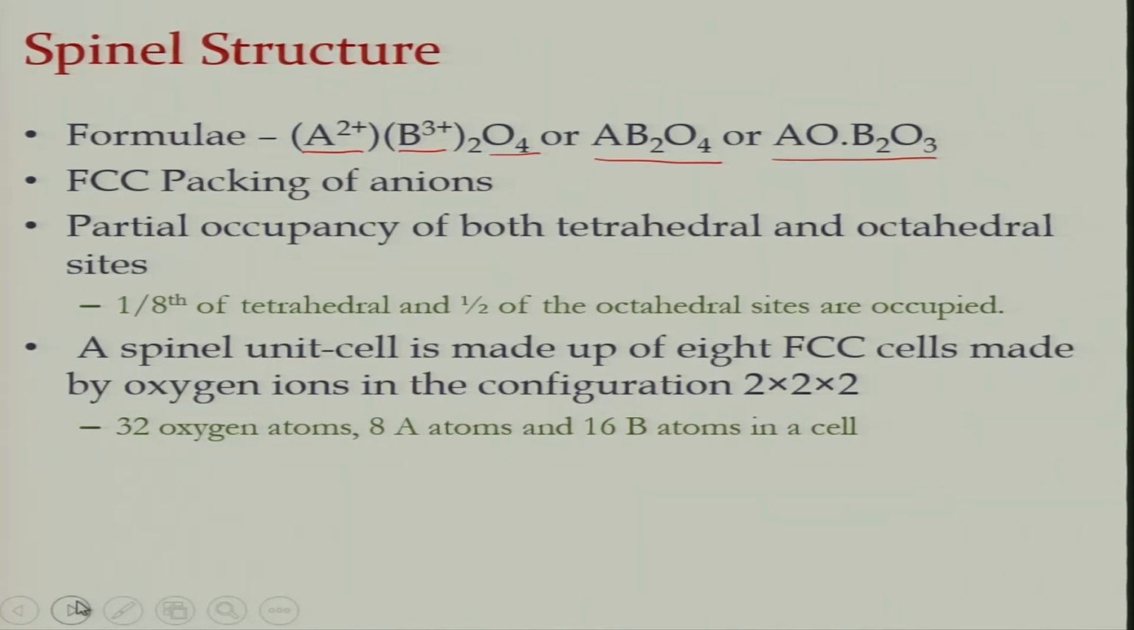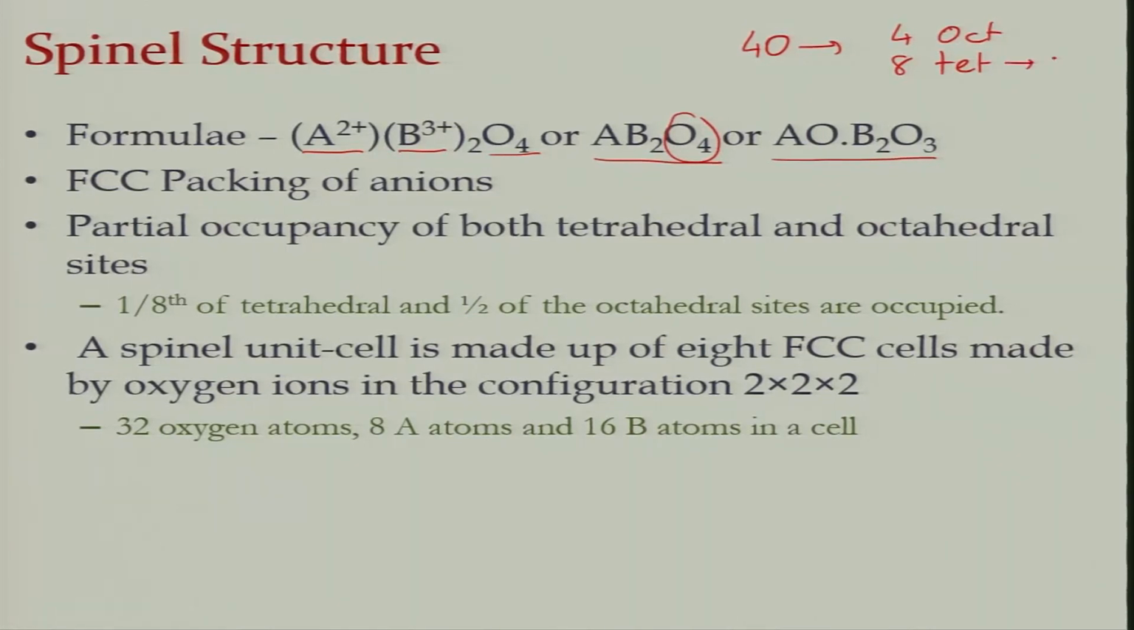You can see that you have 4 FCC, 4 oxygen atoms. So for 4 oxygen atoms you will have 4 octahedral voids and 8 tetrahedral voids, but you have only 3 cations. Okay. So the way it happens is you have 1/8 of the tetrahedral sites which are filled.